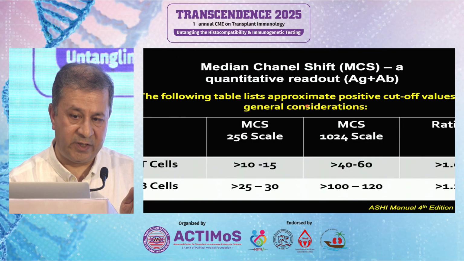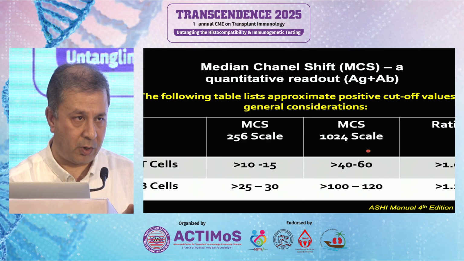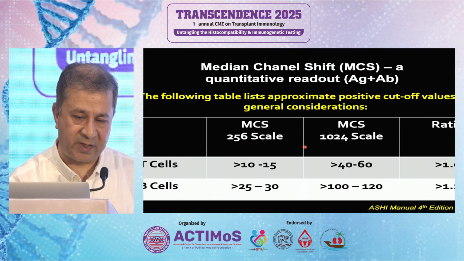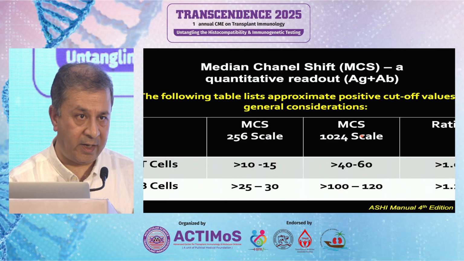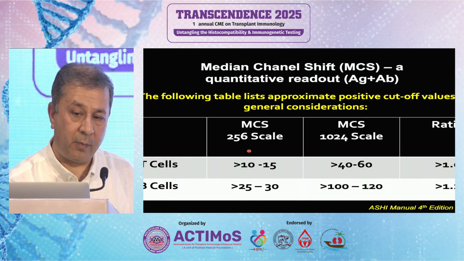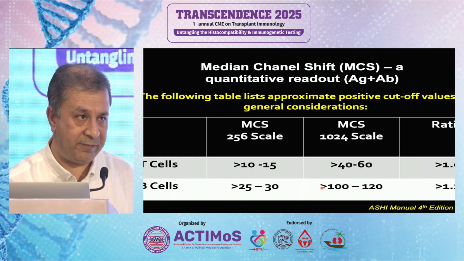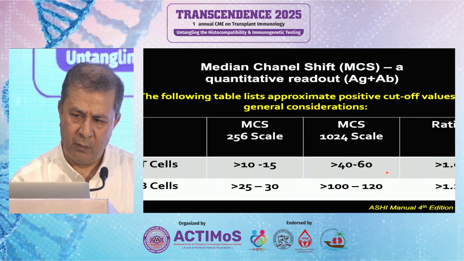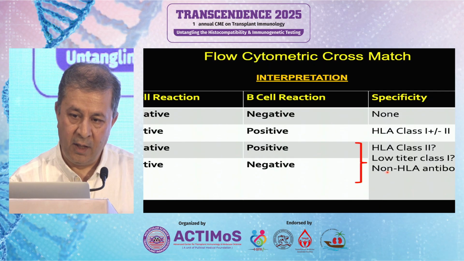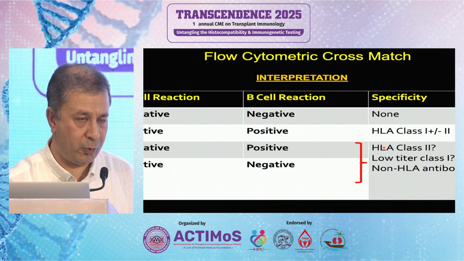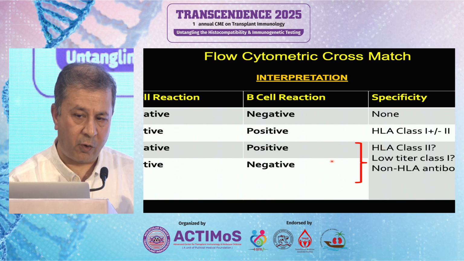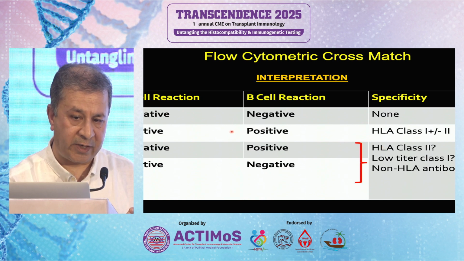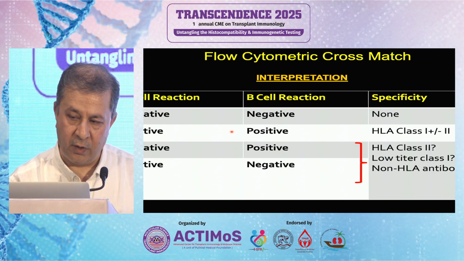Now, what do we follow in general? This is the median channel shift which people talk about. On a flow cytometry, you have two types of scales. One is called 256 scale, the other one is 1024 scale. Depending upon what scales you're using, your cutoffs will be different. And that's why a lot of people prefer to use a ratio instead of using the cutoffs, which perhaps has its own advantage. And again, the interpretation of flow cross-match will differ depending upon how you are using it in your own settings. But for all practical purposes, if you have a positive reactions in either of the two, be very careful and mindful of the transplant you're going to take ahead.